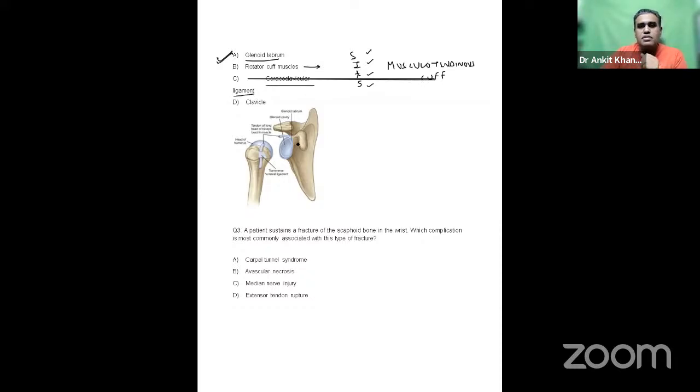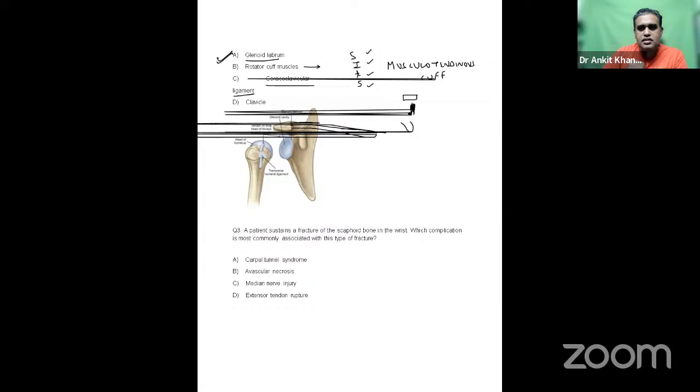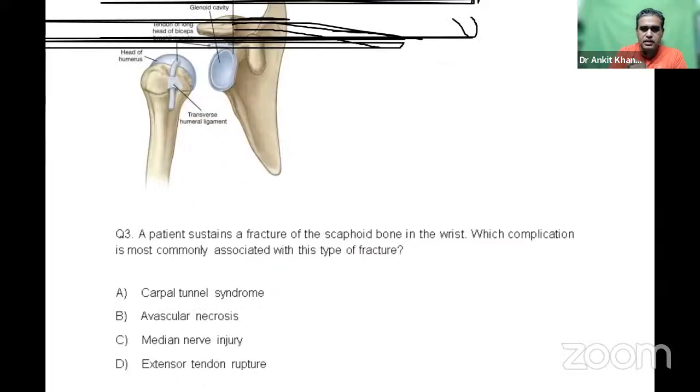Coracoclavicular ligament is also good, but understand in this image itself, this will be the position of the clavicle. This ligament is between the coracoid process and the clavicle above, so it is not related directly to the shoulder joint per se. And finally, clavicle is totally different. So in this question, we have to take the answer as glenoid labrum. Let us see the next question. Let me enlarge it a bit. I hope you can see it well now.